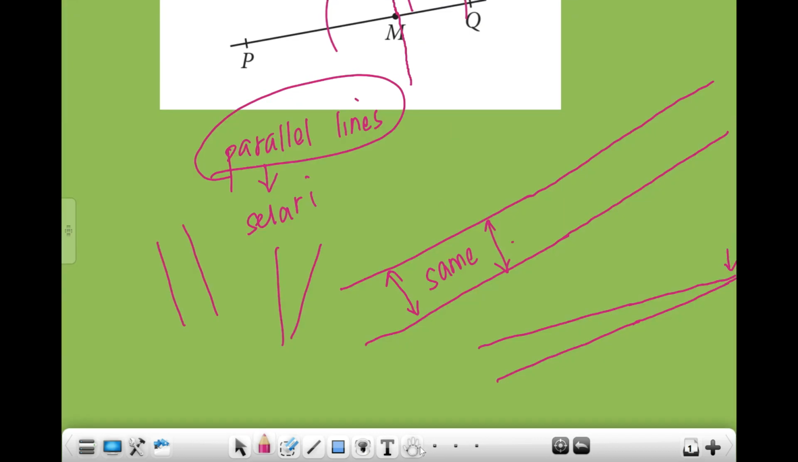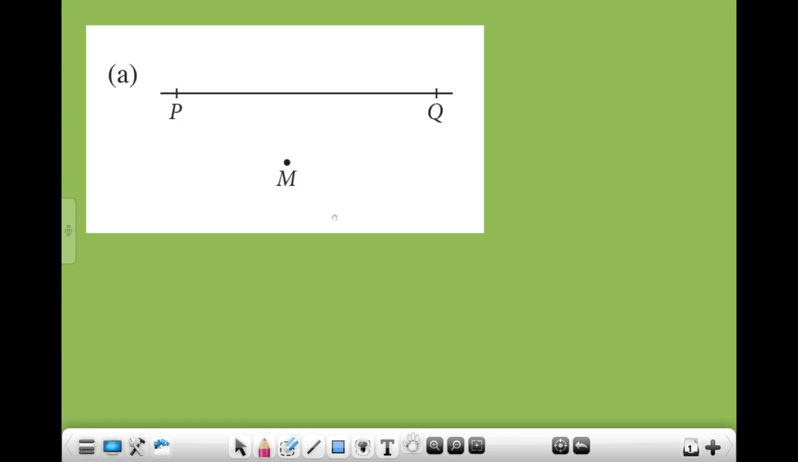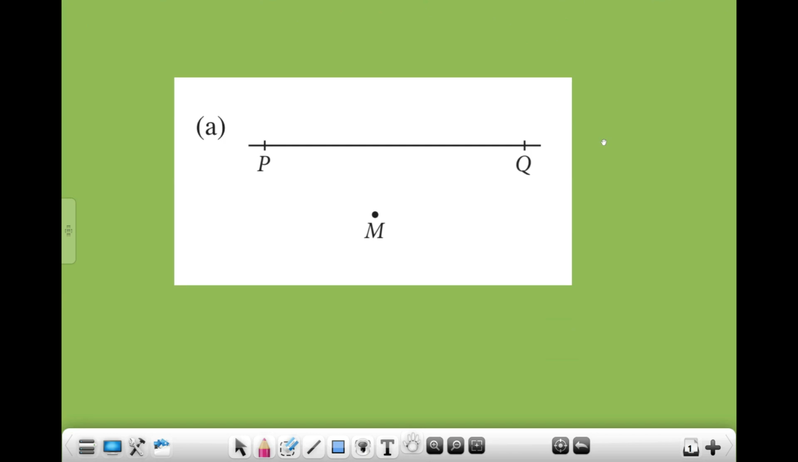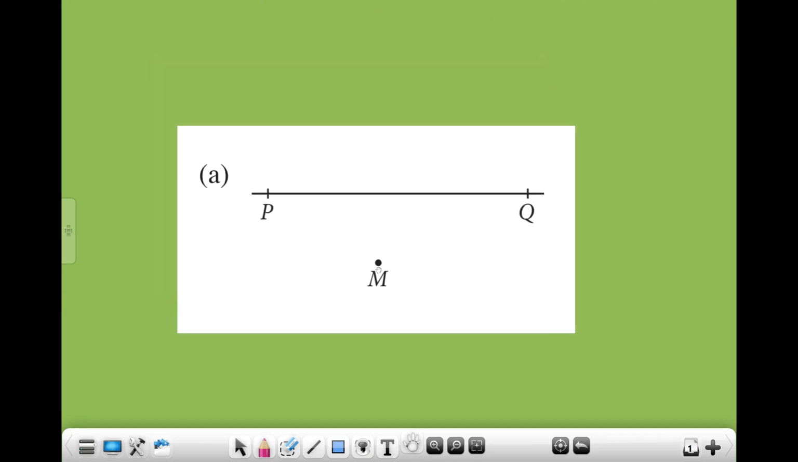So this is the diagram that we have. Okay, you can see the M is floating below here, below the line PQ. Now, again, what do we want to construct? Parallel line. Yes, very good. You remember that we need to construct a parallel line, garis selari. So meaning we have to construct a line that goes through like this. Okay, so let's carry on.